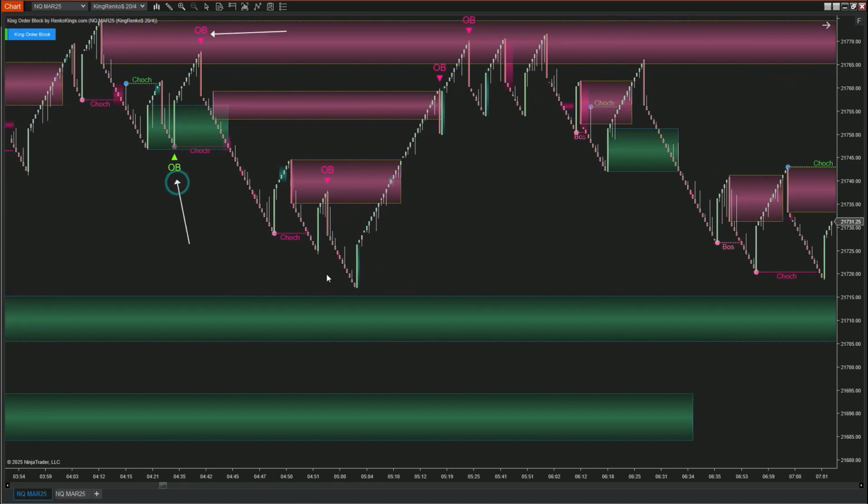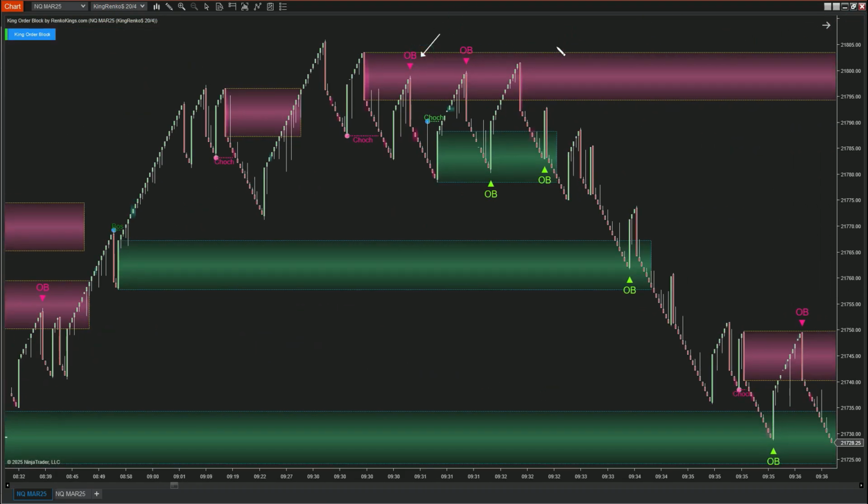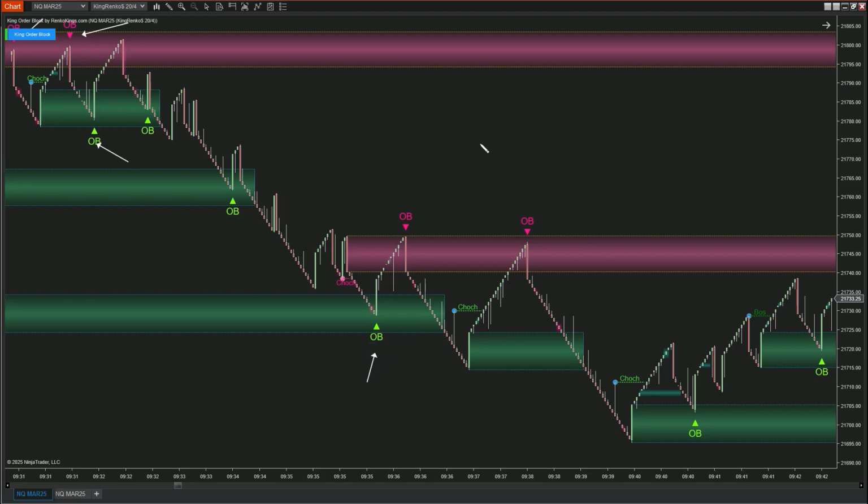These are the real live signals directly on the chart that I wanted to show you. Of course, the King Order Block Indicator can work with any instrument across different markets. What do you think about these signals?